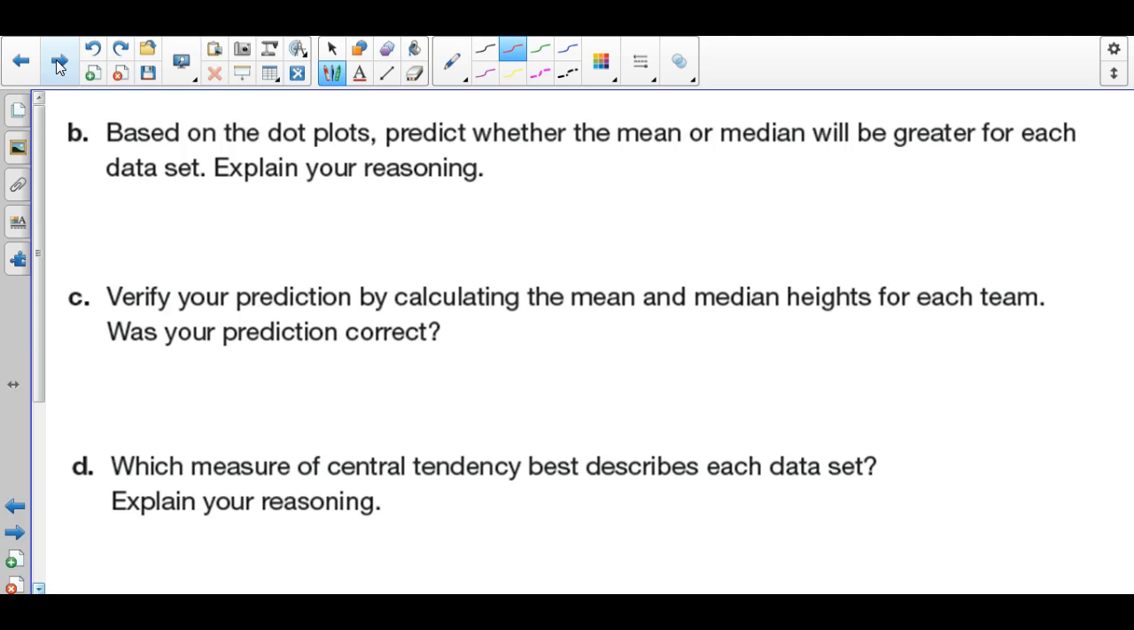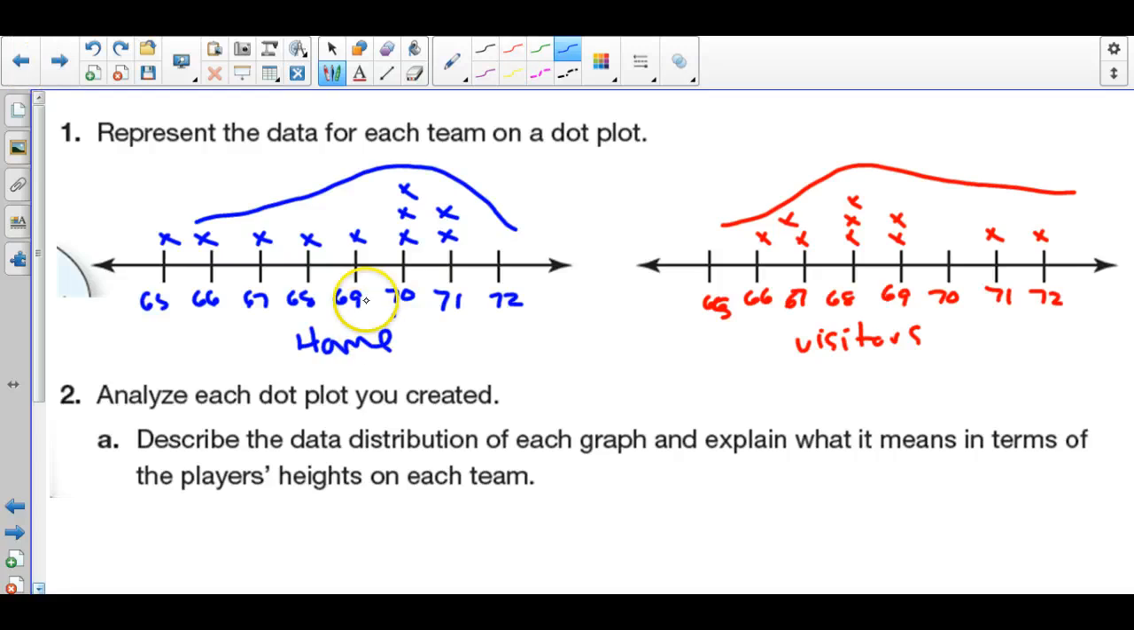For 2B, it says based on the dot plots, predict whether the mean or the median would be greater for each data set. So this is the really big important thing that you take out of this lesson. Let's just pretend that my mean is somewhere around here. It wants to know if my median would be greater than this or less than this. So since the majority of your data points are on the right-hand side, your data is skewed left, your median would most likely be to the right of the mean. So your median would be greater than the mean. Versus if I had a plot like this, where the majority of your data points are in this section right here, you would expect your median to be less than the mean.